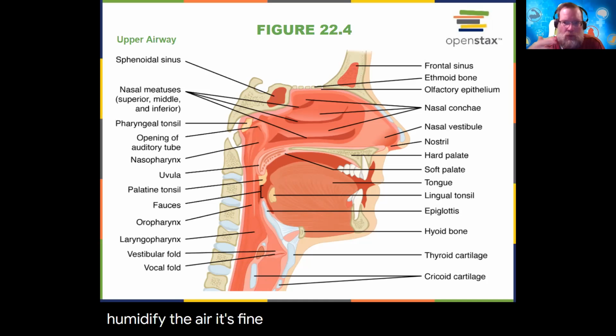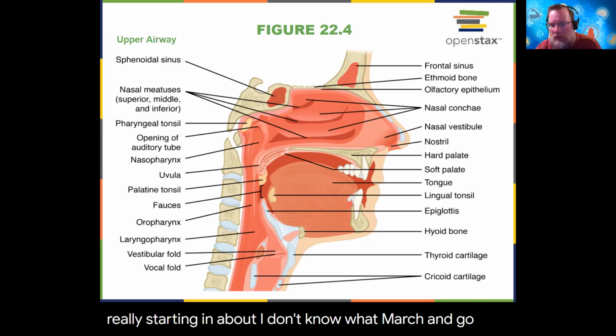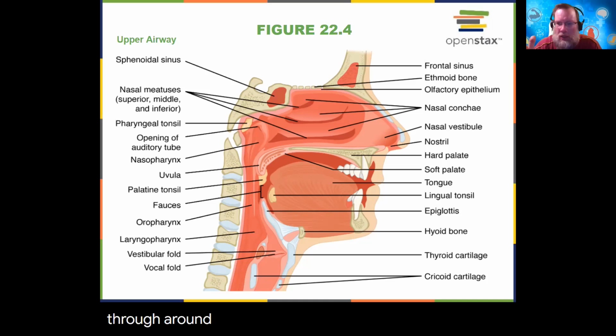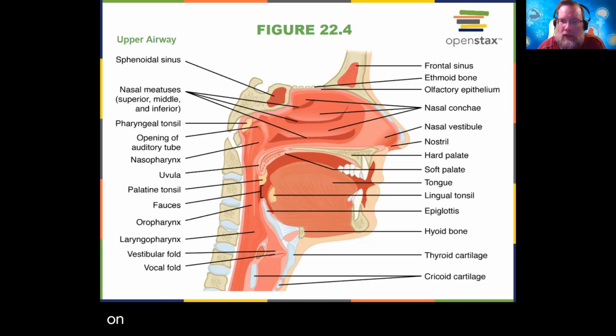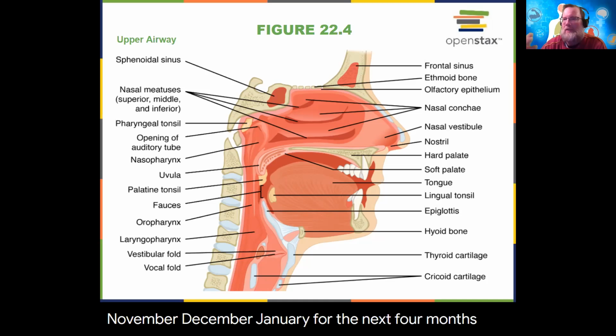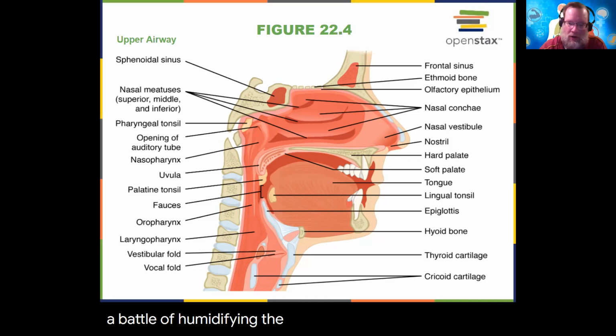It's funny, it's like a yo-yo. Really starting in about, I don't know, March and going through around October, my dehumidifier's on full bore all the time. And now, I couldn't pay that thing to come on. Now I want a humidifier, right? I need to humidify the air over the next, basically November, December, January. The next 4 months, it's a battle of humidifying the air. So in the meantime, we all are having to get used to that.